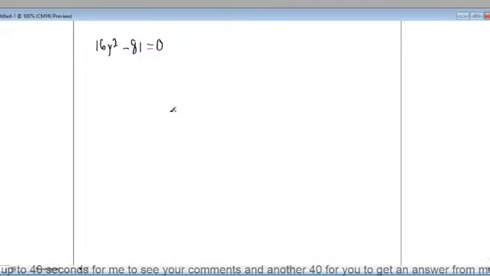Well, 81 is 9 times 9, which 9s are both 3 times 3. So 81 can be divided by either 3 or 9. 16 is 2 and 8. 8 is 2 and 4. 4 is 2 and 2. Yeah, I don't see any common factors there, so we can't do that.